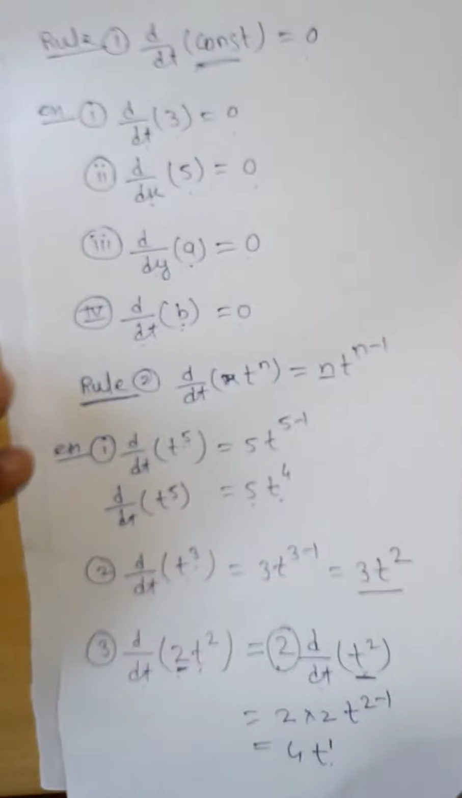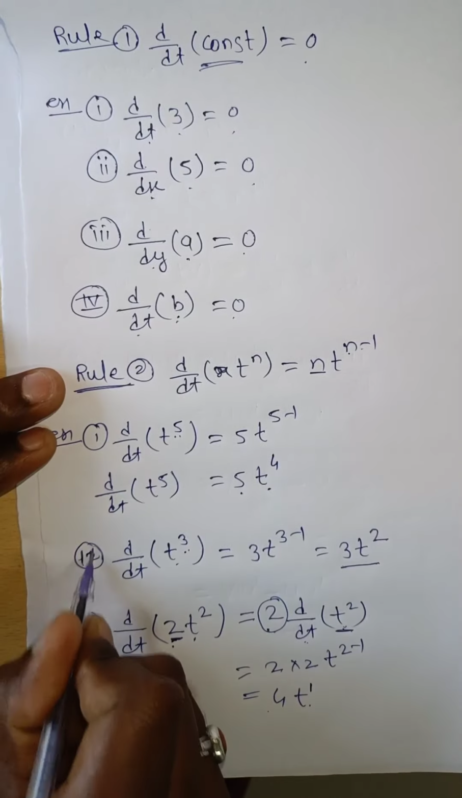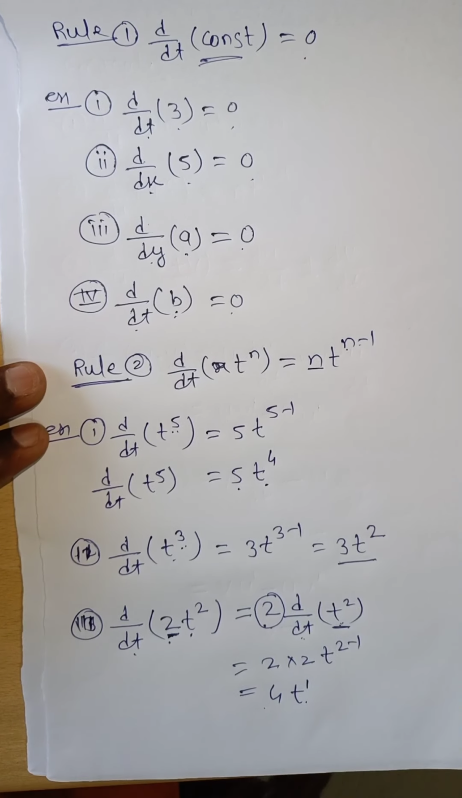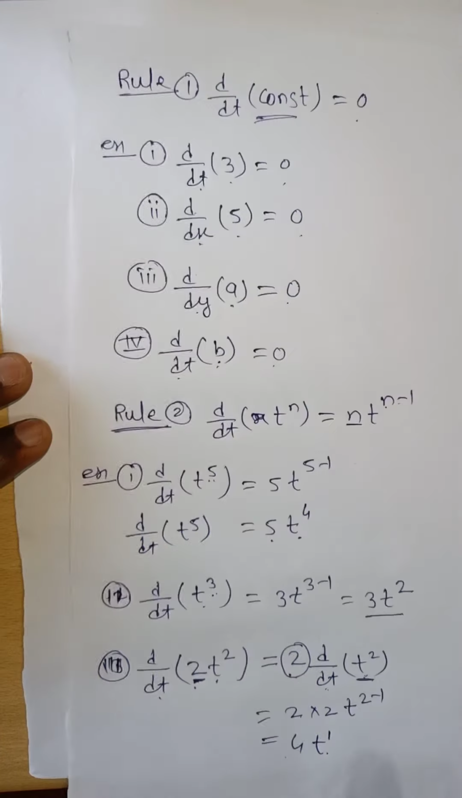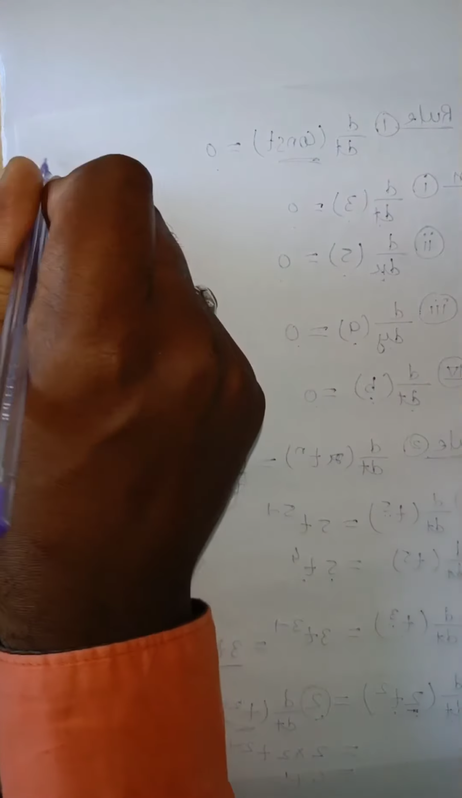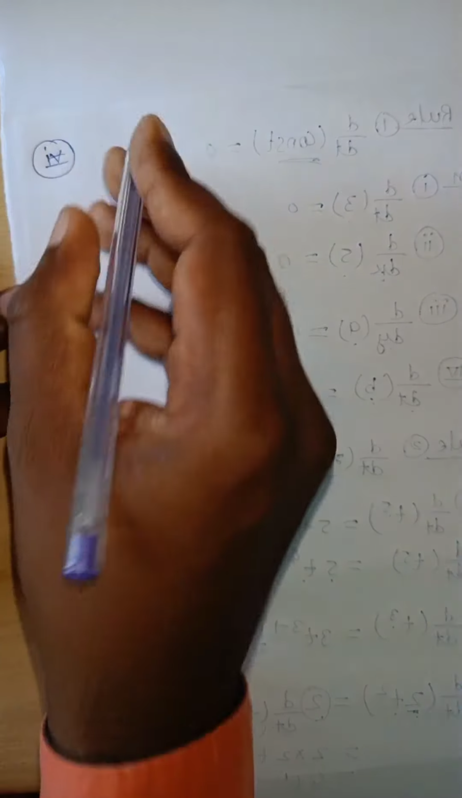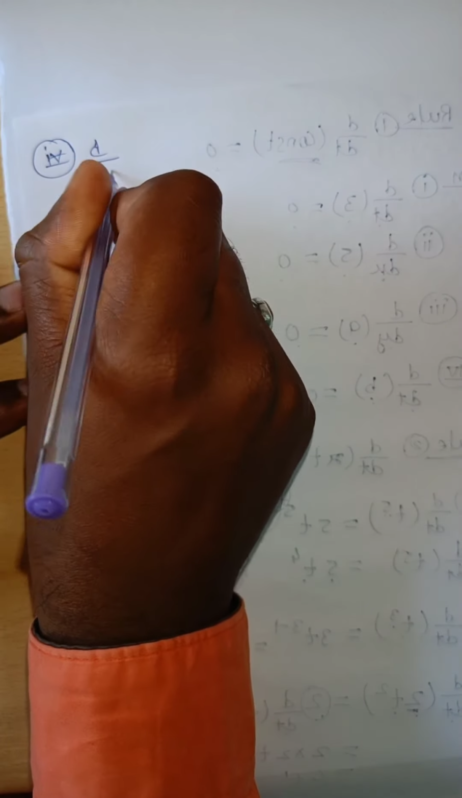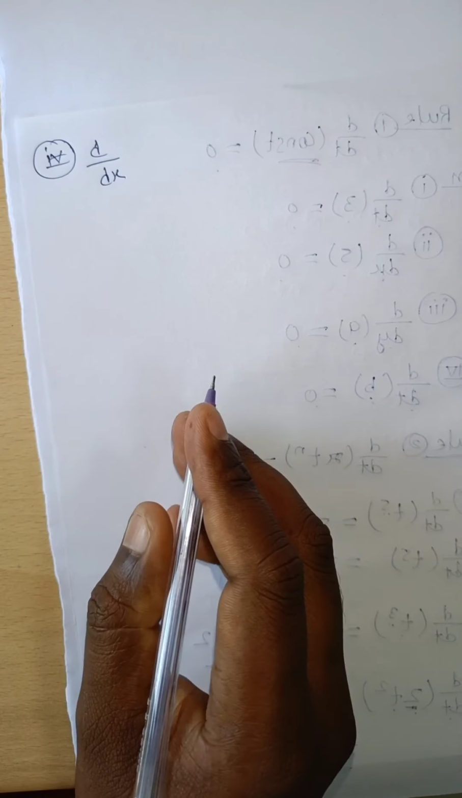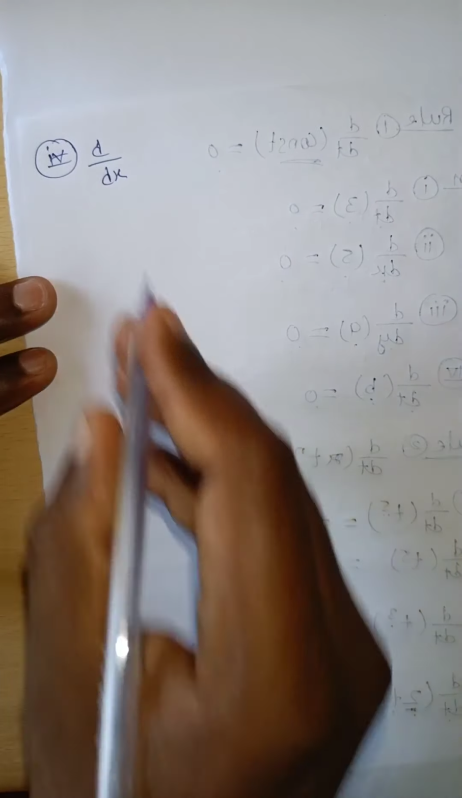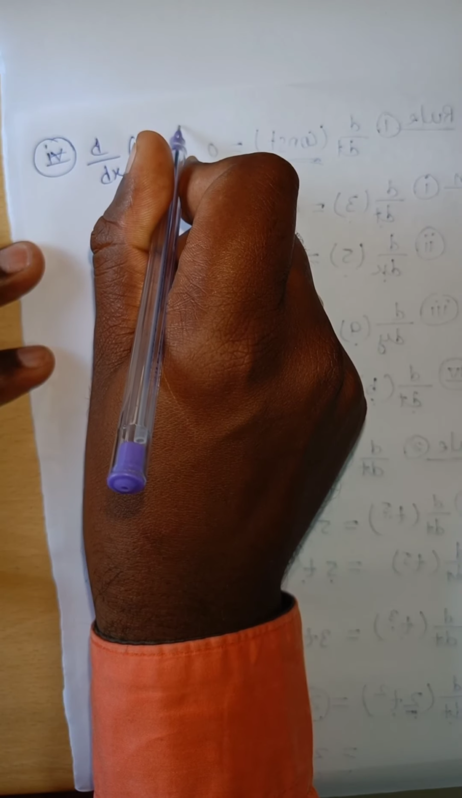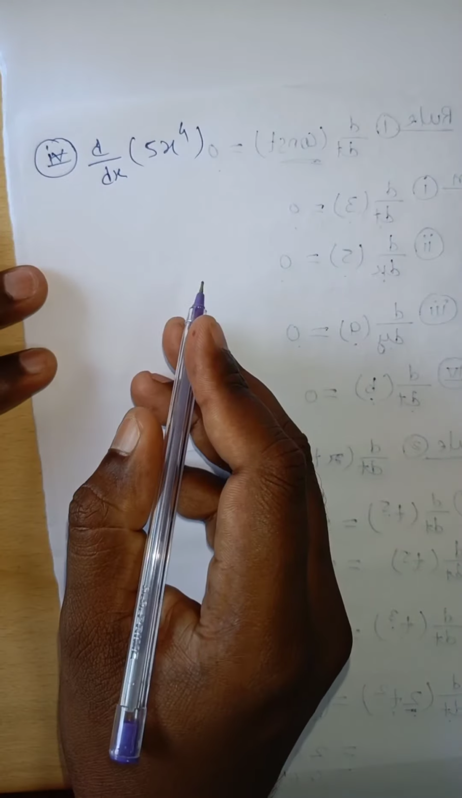Now again we have to see one more example. We write the earlier examples as 1, 2, 3 in small Roman numerals. Now example 4. If d by dx, in place of t we take x, d by dx of 5x to the power of 4.